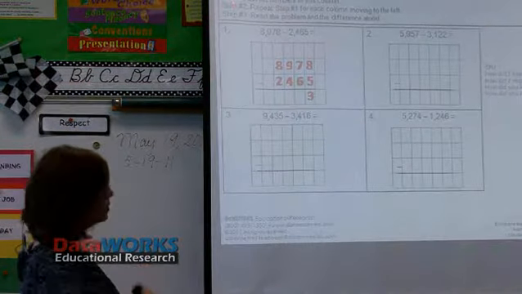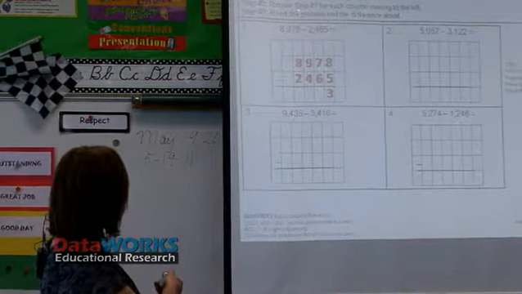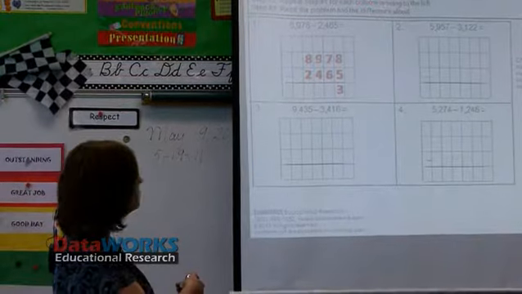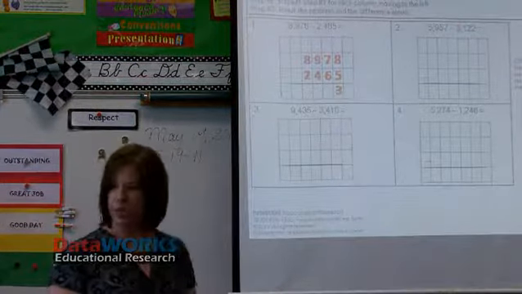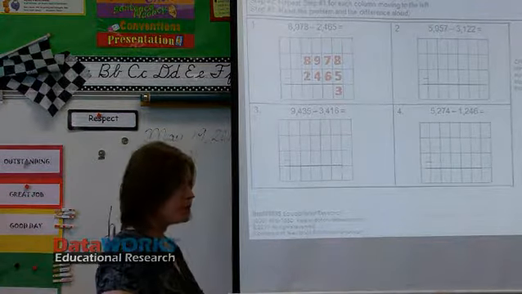We're going to go to step 2. Let's read step 2 together. Put your finger on it. 1, 2, 3, read. Repeat step 1 for each column moving to the left. So we just have to go back and do what we did for each one of those columns moving over.